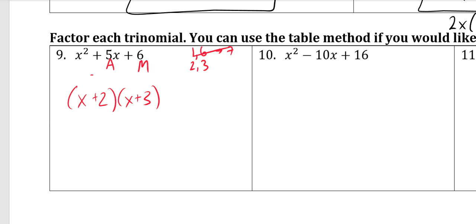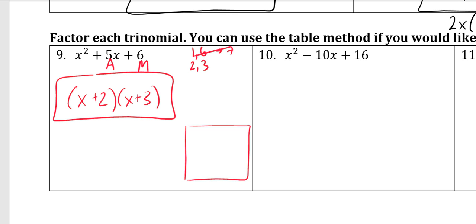You can either check by doing double distribution or by multiplying out, making a table. I'll show the table just once and assume that you can do it for the rest. But x plus 2, x plus 3, x squared, 3x, 2x, and 6. Look, these add up to make 5x in the middle and multiply to make 6 at the end. So the factoring is x plus 2 times x plus 3.